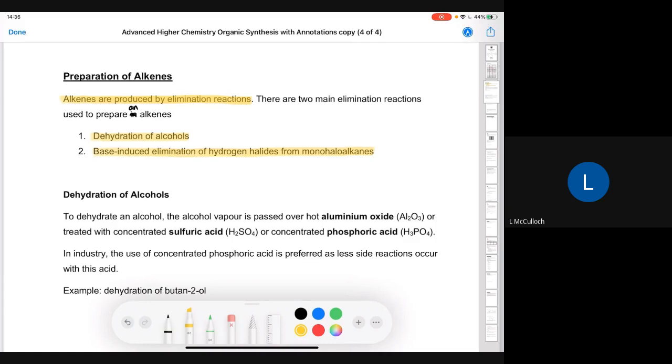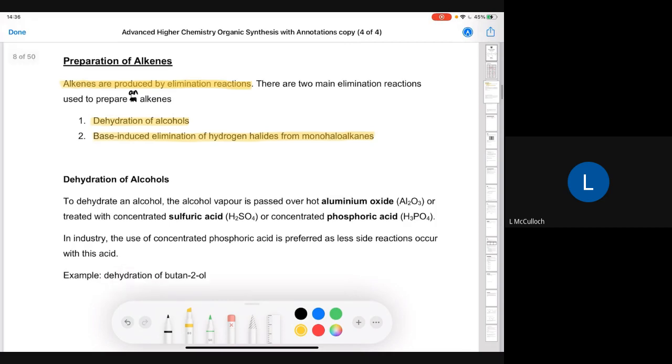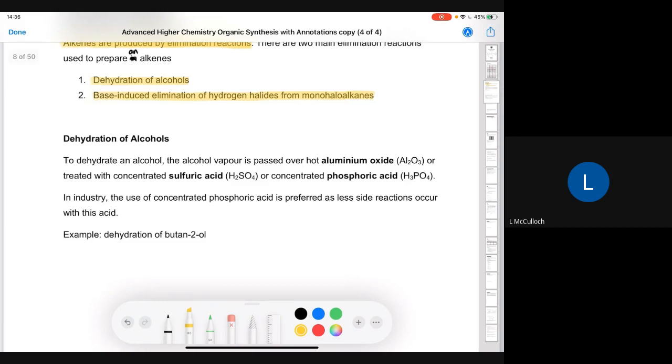But I'm going to draw a diagram of that reaction. And when we go on to look at monohaloalkanes, which we will do, we've got 3 lessons on monohaloalkanes, we will visit it again. At that point, it will make a lot more sense because you'll have more knowledge and a better idea about what all of these different things are. So we're going to look at both of these methods of preparing an alkene.